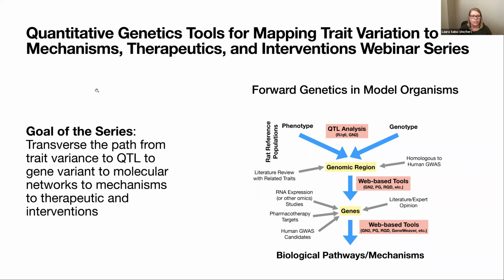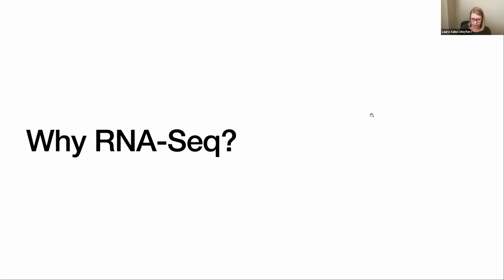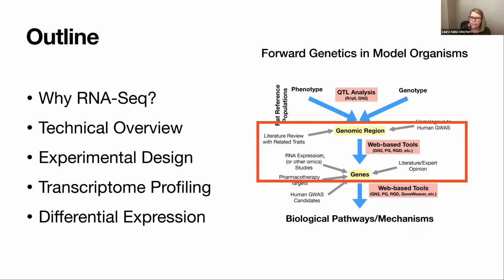And so just to remind you where this part fits into this overall schema of how we get from QTL analyses of complex traits that eventually identify a genomic region, and then how we can get to genes and eventually the biological pathway or mechanisms. And so this particular webinar is going to cover really this area in more of a broad sense of how we get from this genomic region to genes. And so RNA expression is one of our tools for doing that.